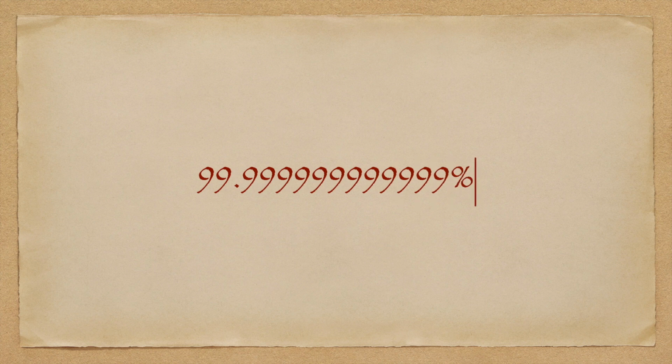99.99999999999% of an atom is mostly empty space. And that golden part down there in the bottom right, that is all the protons, neutrons, and electrons. Mostly protons and neutrons, because the electrons don't take up that much space.